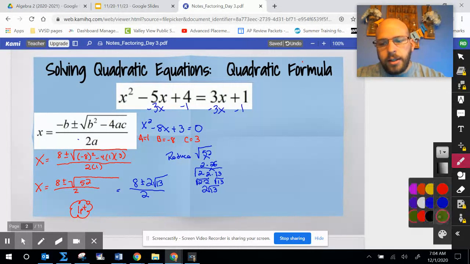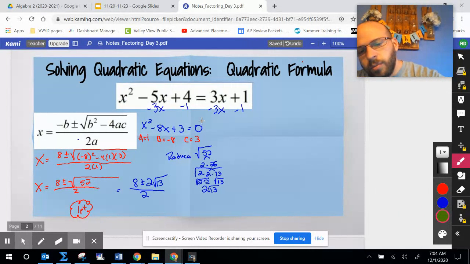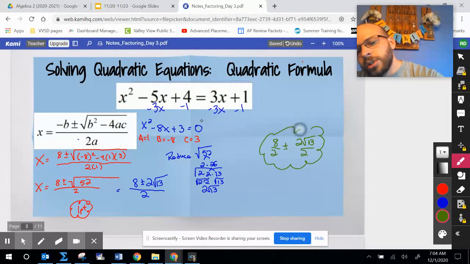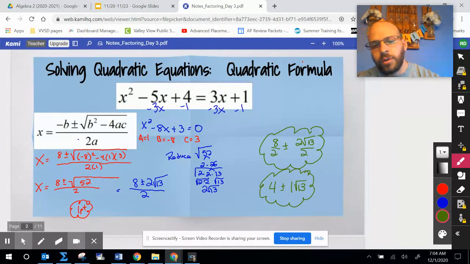Okay, and then to get the full credit, we want to write our answer as 2 fractions. 8 over 2 plus or minus 2 square root 13 over 2. We can reduce those fractions. 8 over 2 is just 4. Plus or minus 2 over 2 is just 1 square root 13. Again, if you didn't reduce the fractions, you'd still get full credit. I just want to let you know that you can reduce those fractions if you need to.